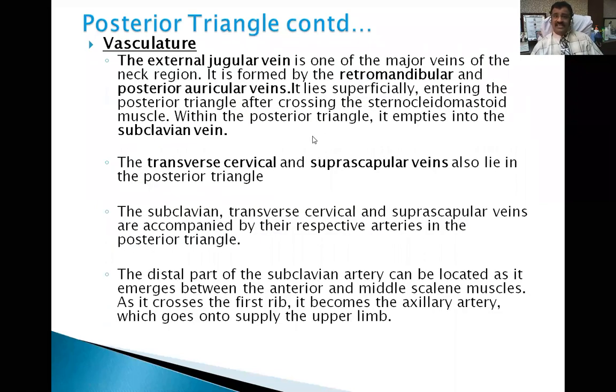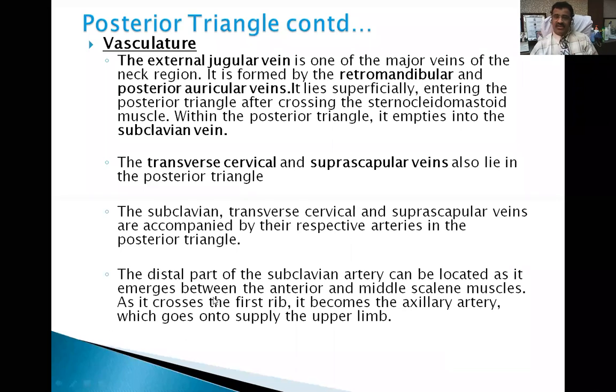Vasculature: the external jugular vein is one of the major veins of the neck, formed by the retromandibular and posterior auricular veins. The transverse cervical and suprascapular veins also lie in the posterior triangle. The transverse cervical and suprascapular veins are accompanied by the respective arteries in the posterior triangle. The distal part of the subclavian artery can be located as it emerges between the anterior and middle scalene muscles. The scalene muscles are also called scalenus anterior or scalenus medius.